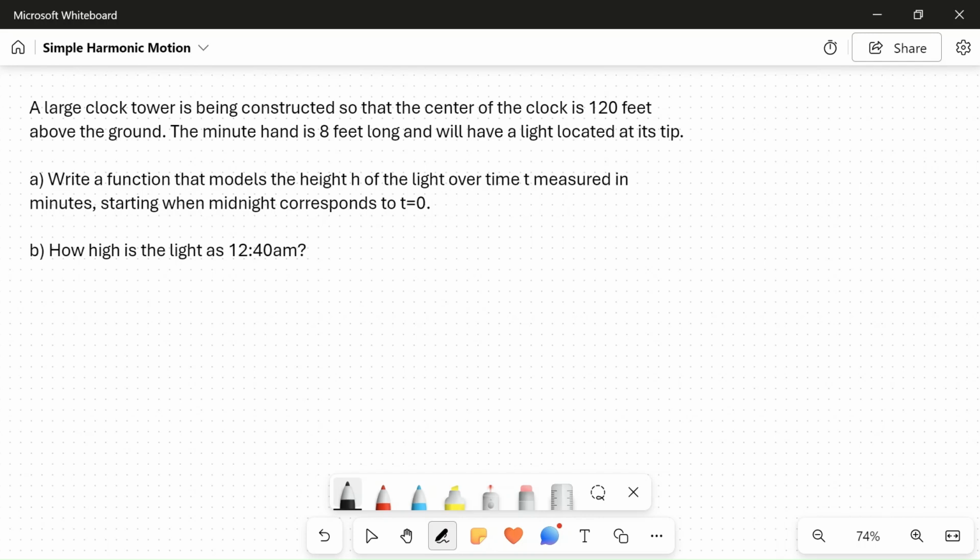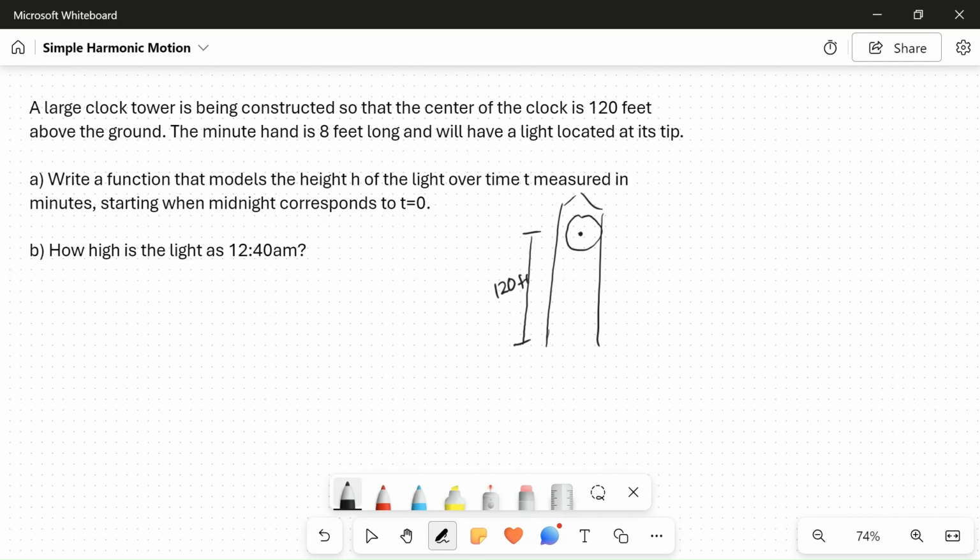Okay. I'm a visual person, so I like to see kind of what I'm talking about here. So let's draw a picture. So we have a clock tower here, right? We have a clock on it, and we're told that the center of this clock needs to be 120 feet above ground.